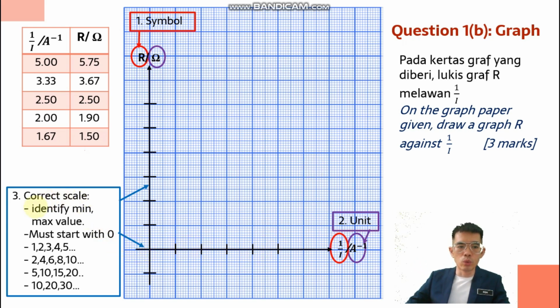Okay, so first, we need to identify the maximum value for our x-axis here. Our x-axis is 1 over I, so it's 5. And then the maximum value for the y-axis R is 5.75. So that means we must know the maximum value.